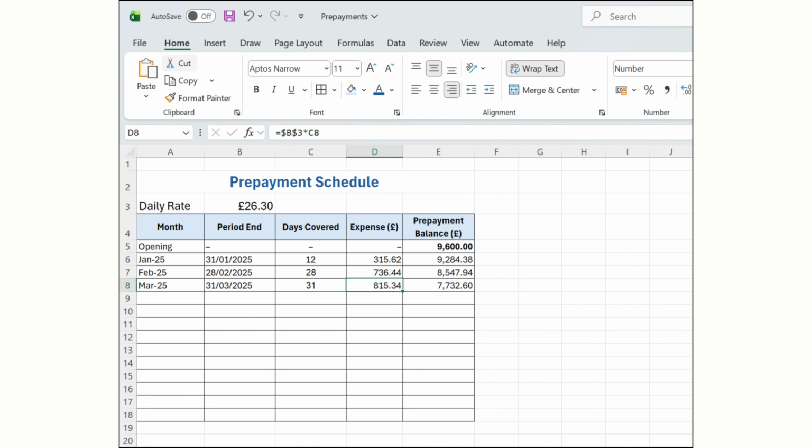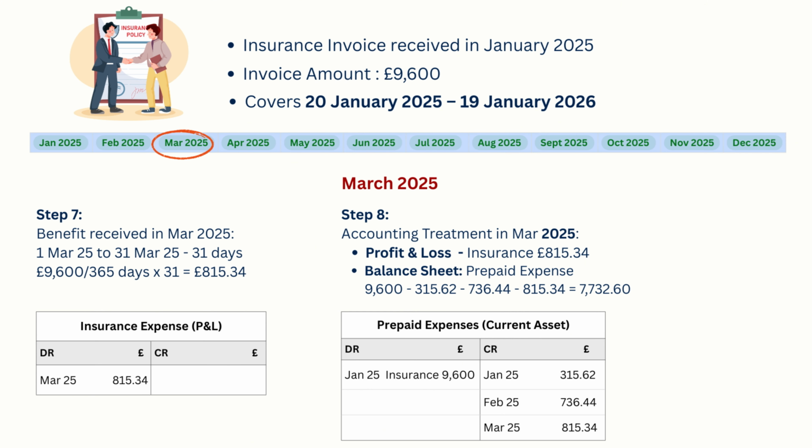We already know the daily rate, £9,600 divided by 365 days. Daily rate multiplied by 31 days gives us £815.34. The daily rate stays the same, only the number of days covered changes. That's why March looks different from February and January. In March, we record £815.34 as insurance expense in the profit and loss.